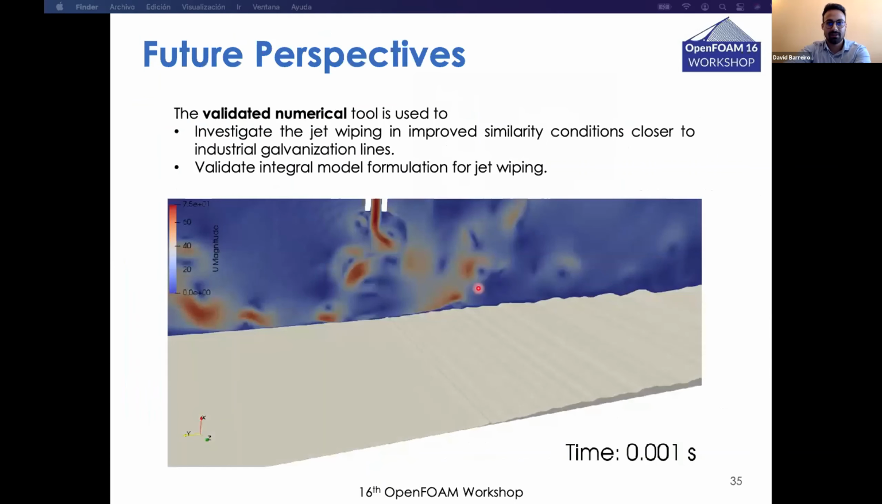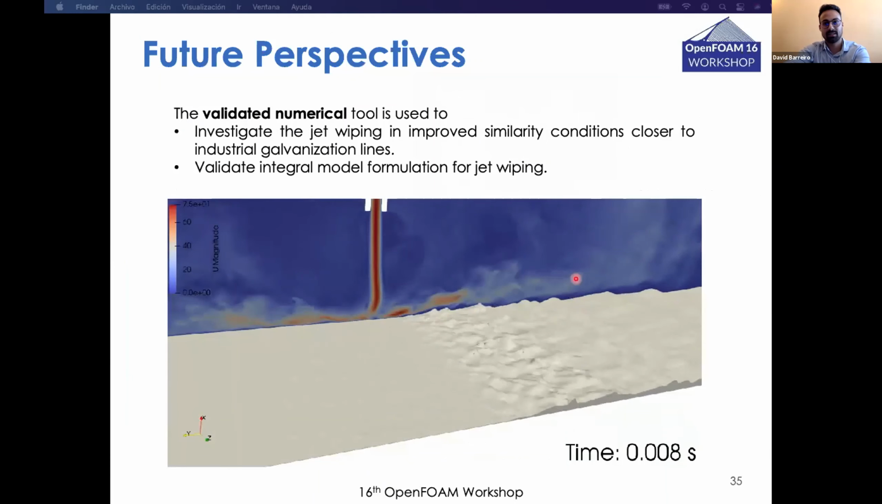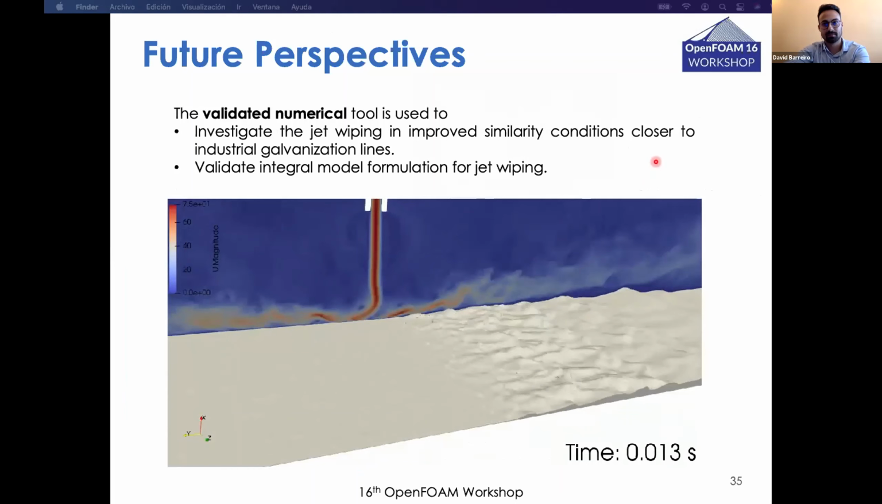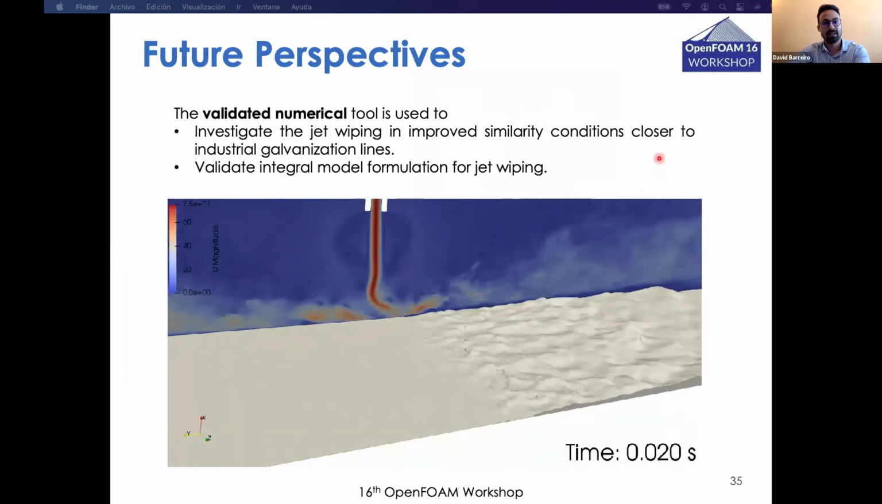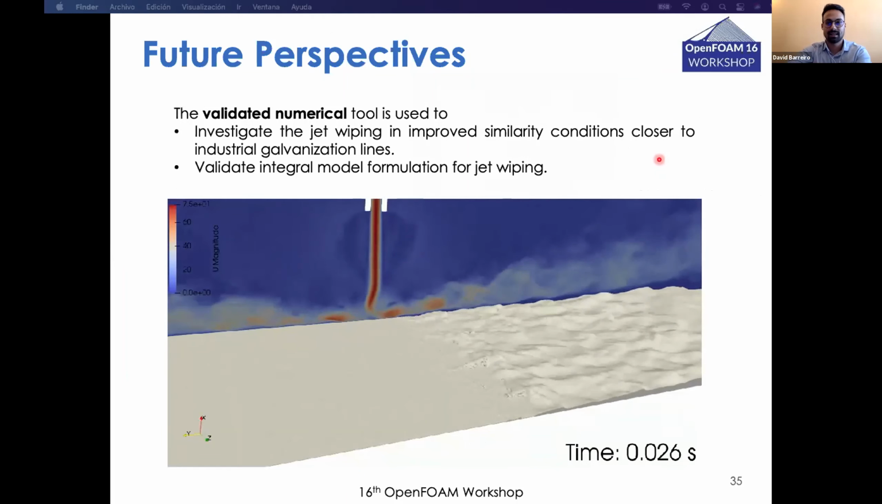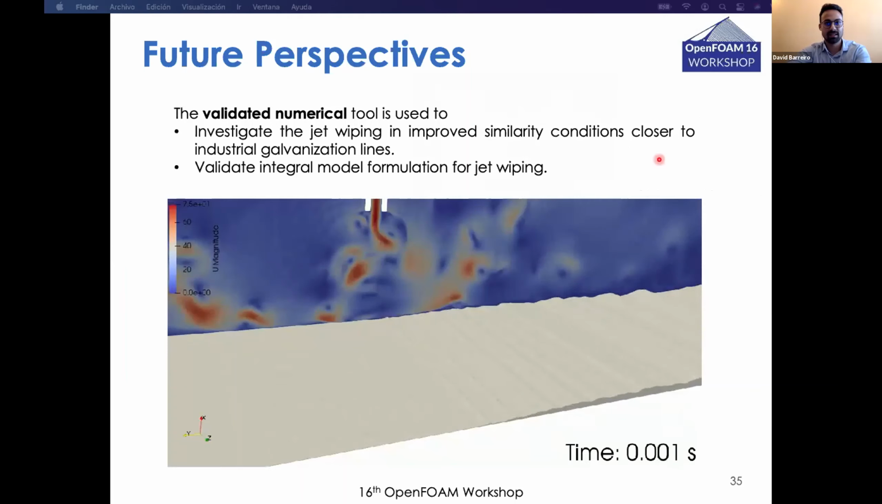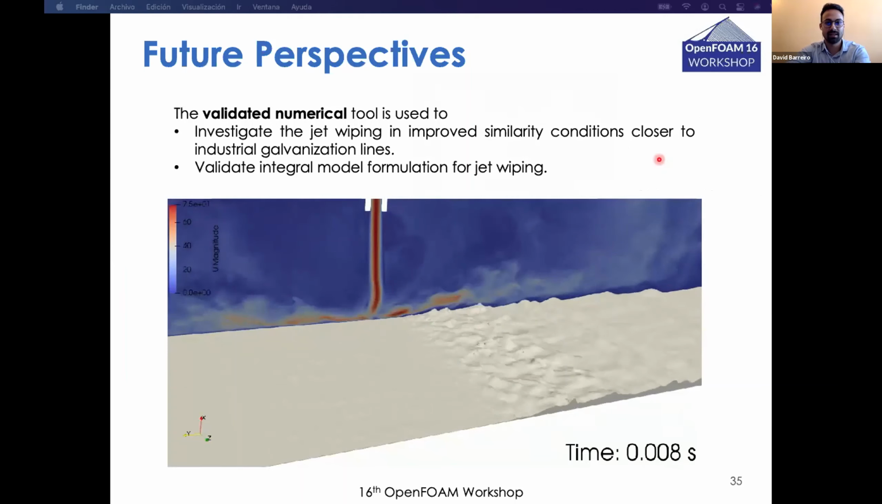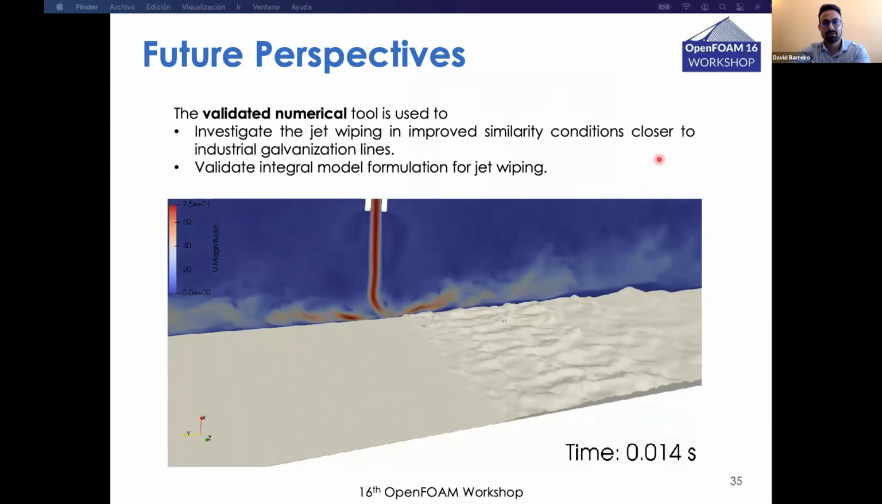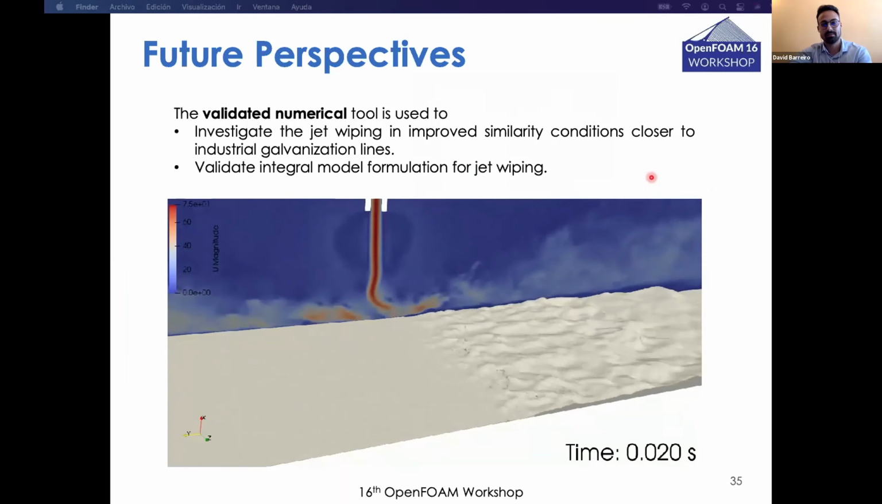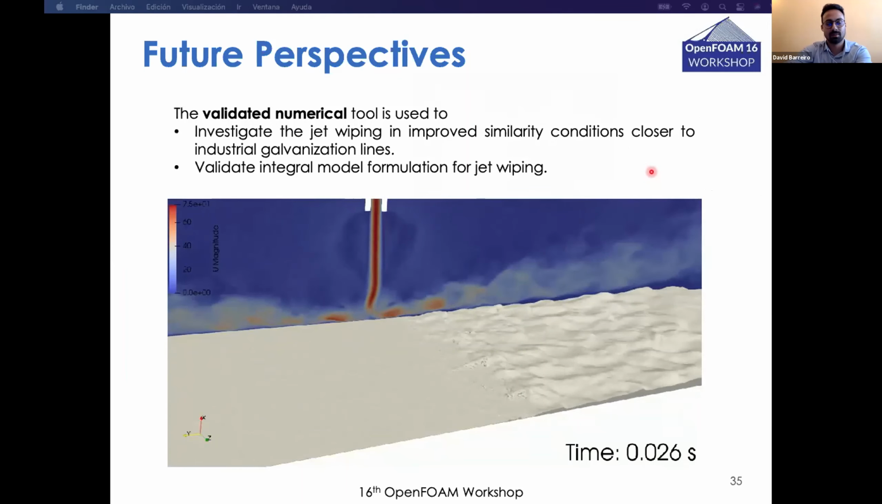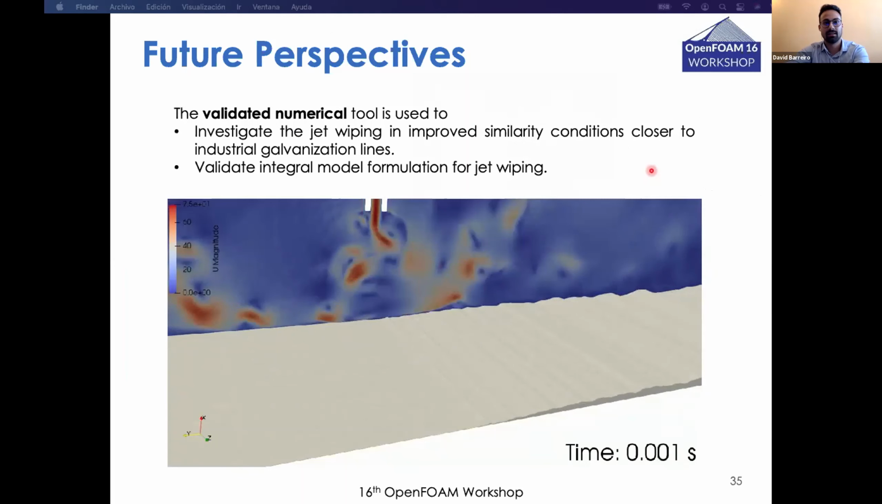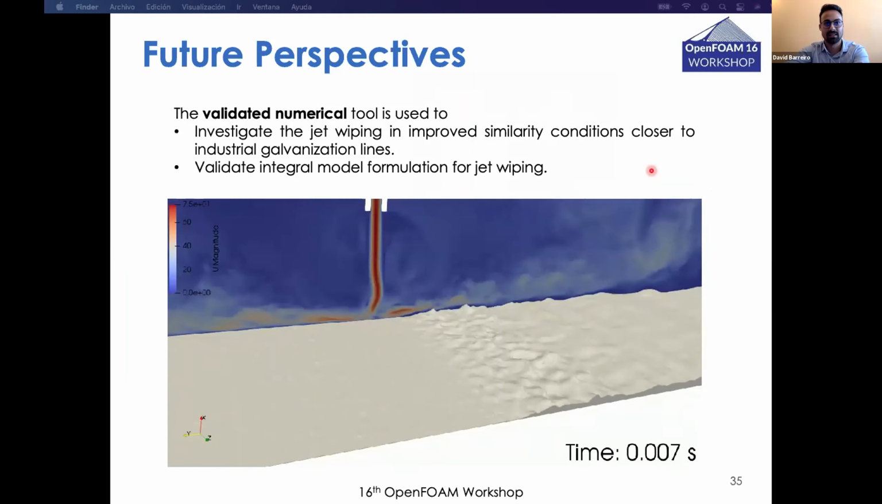And just to finish, as future perspective, we are going to use the validated model as, let's say, numerical experiments to investigate the wiping in improved similarity conditions with water, because from the liquid side we can reach conditions very close to the industrial galvanization lines.